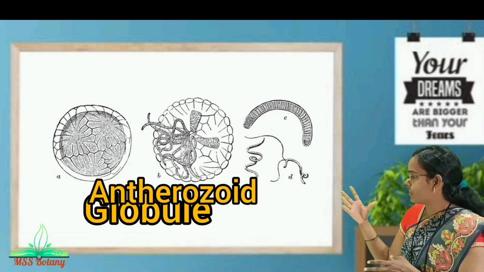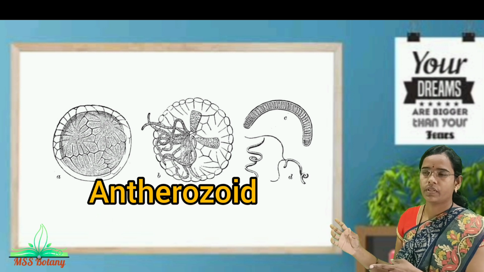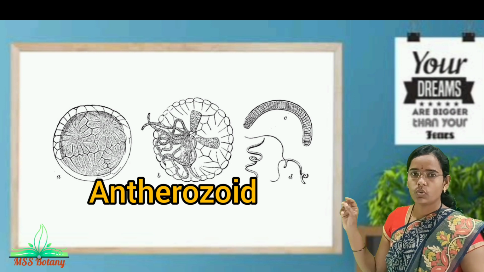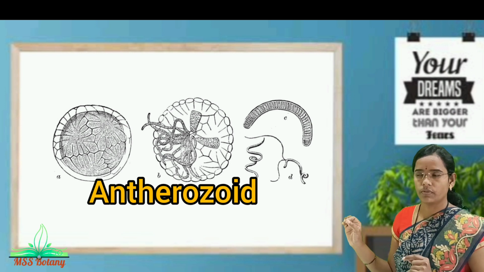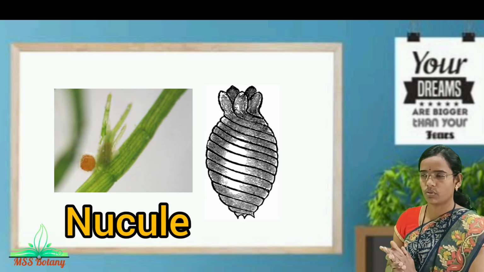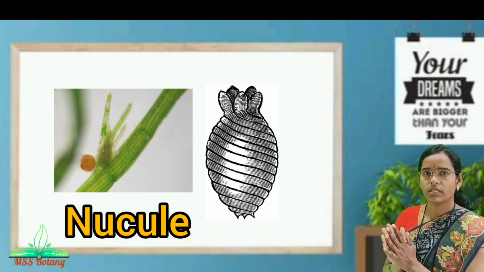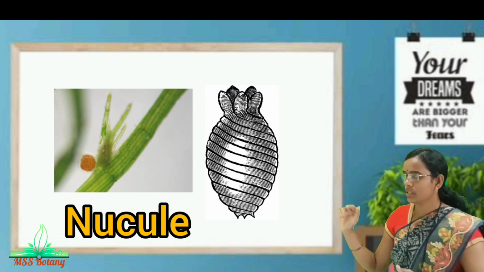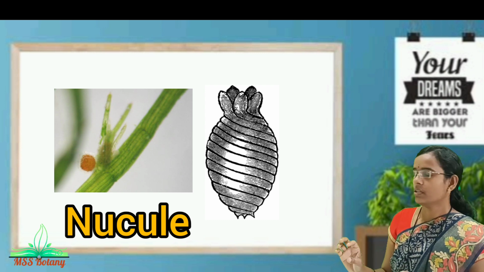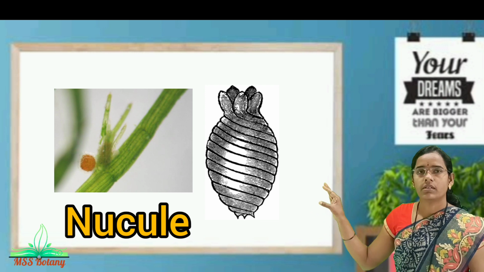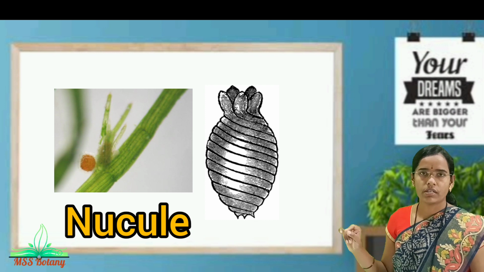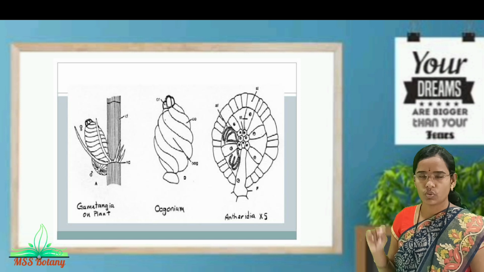These anthrozoids will go towards the oogonium cell, and these oogonium cells are the female reproductive organ of the Chara. Oogonium of the Chara is called the nucleus. Nucleus is present at the axil position, and globule and nucleus are present near each other. Means they are present in the axil of the short branches. They are always present in the paired condition. So, when oogonium will mature, the egg nucleus will be developed in the egg cell of that oogonium. It is also called the nucleus.